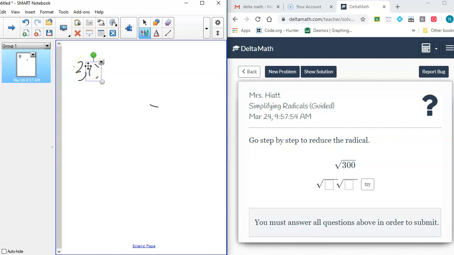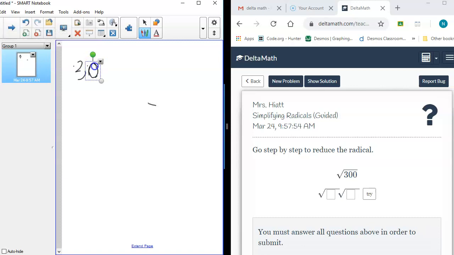Sorry, this is flipped around. Okay. So 300. Now, there are a lot of different things we could multiply to get 300. We could do 30 times 10. We could do like 2 times 150. But none of those are going to help us, because if we try to take the square root of each one of those, you can't take the square root of 30 or 10 or 2 or 150.